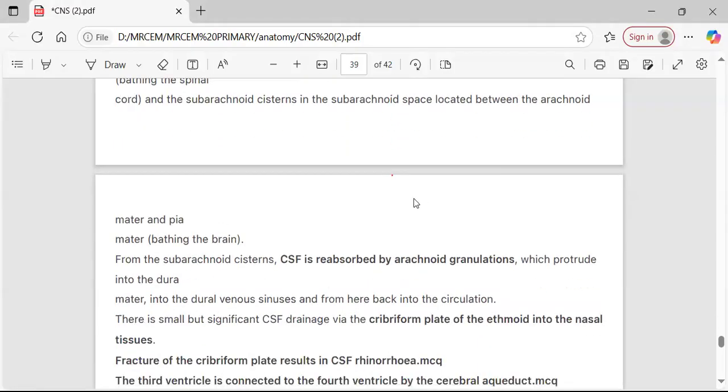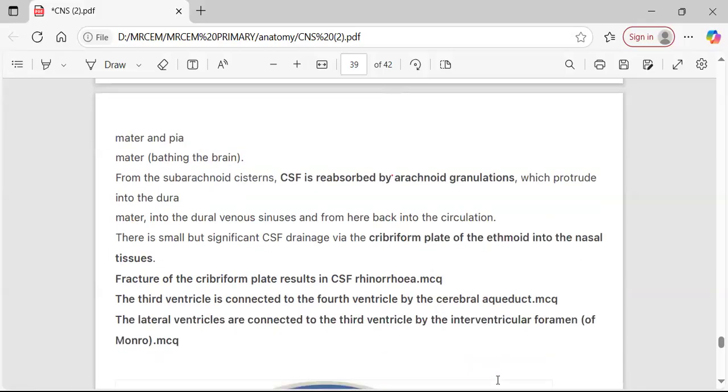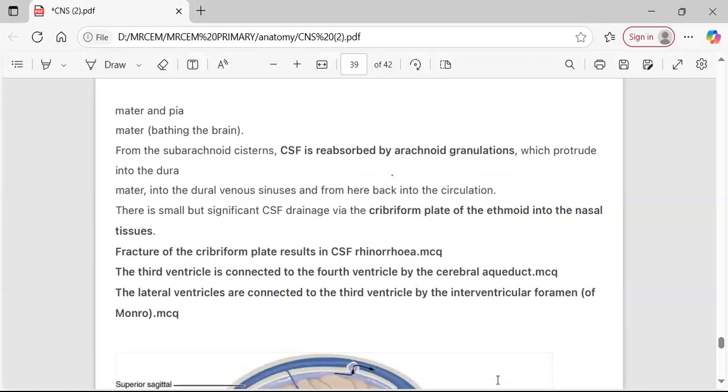So in the subarachnoid space, CSF is absorbed by the arachnoid granulations. If there is a drainage through the cribriform plate of the ethmoid into the nasal tissue, that means there is a fracture of the cribriform plate, which leads to CSF rhinorrhea. Always remember: if there is CSF rhinorrhea, that means there is a fracture of the cribriform plate.